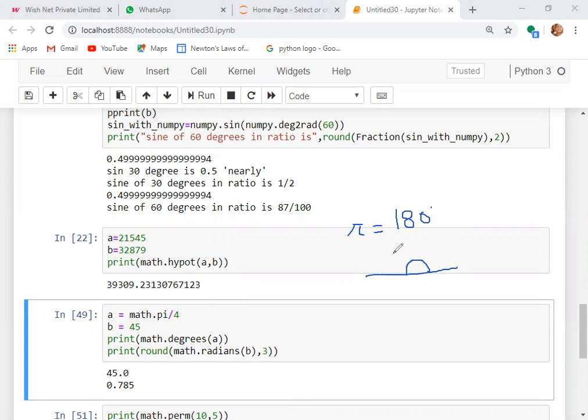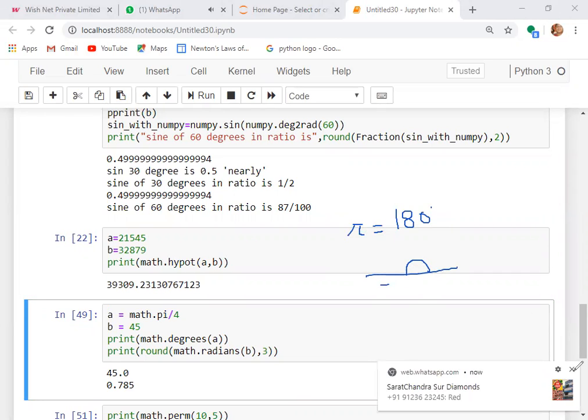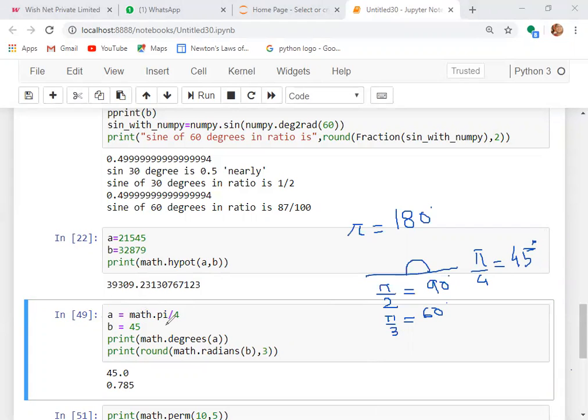180 degree is pi. So if you divide pi by any number like 2 or 3 or so, if you divide pi by 2, that will be 90 degree. If you divide it by 3, you get 60 degree. If you divide it by 4, it will be 45 degree, and so on and so forth. So that means we are trying to import the pi value from the math library. So math.pi by 4.